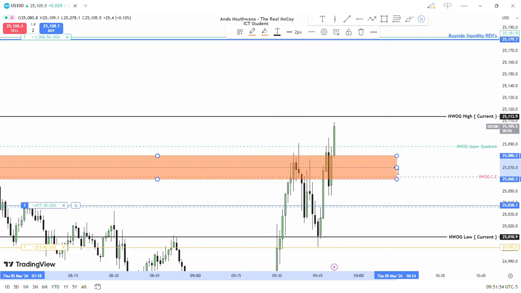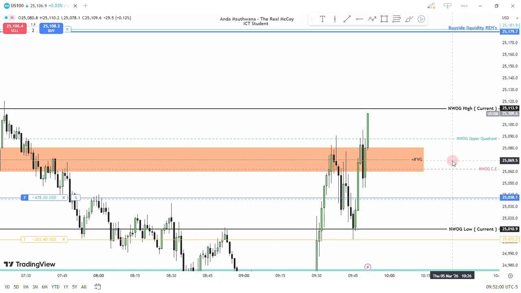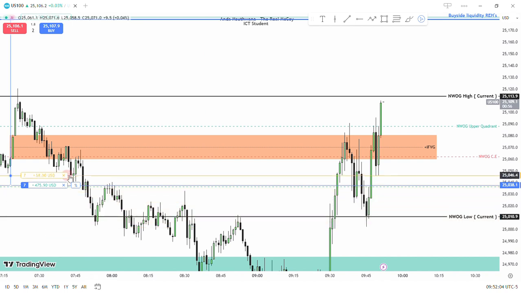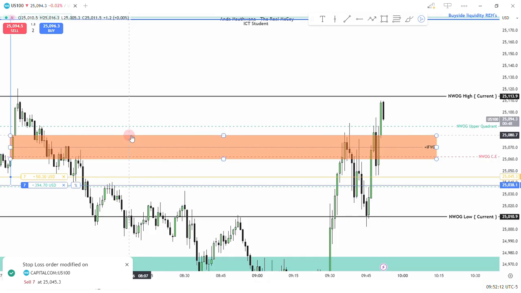I did make the mistake of annotating it as a bullish inversion fair value gap, which it was not. So excuse me for that. I wasn't wary of that. So now I've just trailed my stop to profit to cover costs.